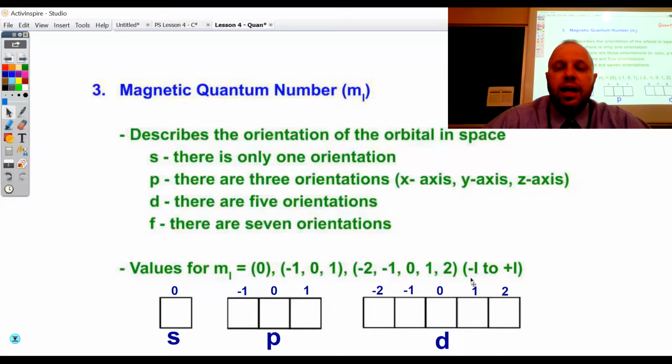Notice that the identification here says that the values for m sub L can go from negative L to positive L. So L is the previous quantum number. For an S, that was a 0, so it can go from negative 0 to positive 0, or just 0. For a P sublevel, L was equal to 1, so that means m sub L can go from negative 1 to 1, as you can see here. And then for a D sublevel, we said that the L value was equal to 2. So the values for m sub L can go from negative 2 up to 2.